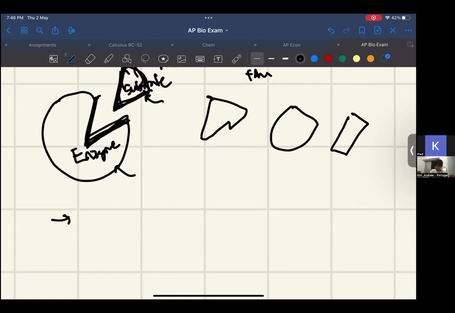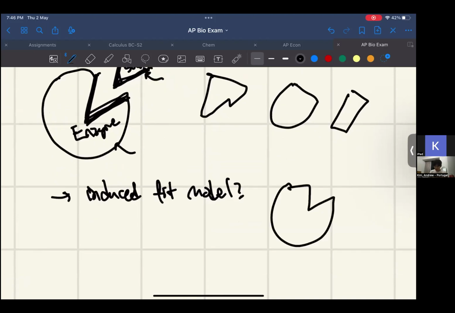However, there is something called the induced fit model. What is the induced fit model? Well, sometimes the shape of the enzyme is slightly off. Let's say the angle of this triangle is slightly smaller.